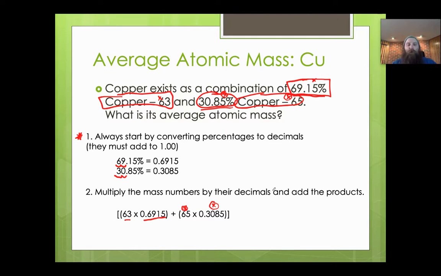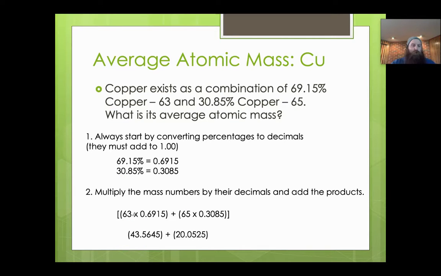And this accounts for the fact that only about 30% of a sample is likely to be copper-65. It also accounts for the fact that about 69% of a sample is going to be copper-63. So let me get rid of some of these annotations. There we go. We've multiplied them, and we get 2 products. Once we get the products, we add them together. And there it is. Copper: 63.617 grams per mole. That's its average atomic mass.